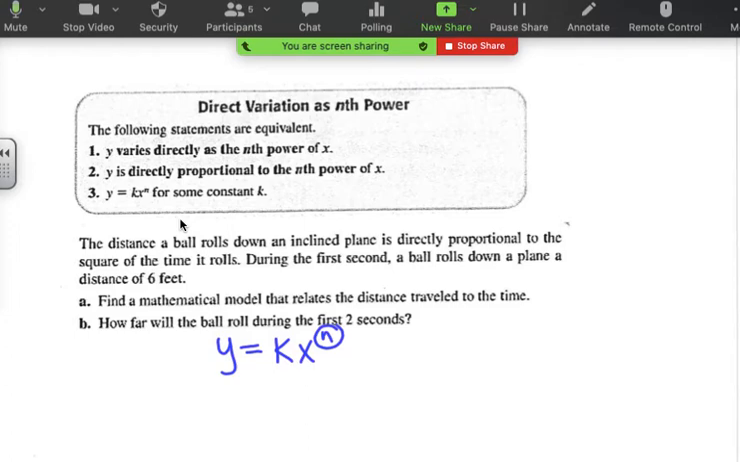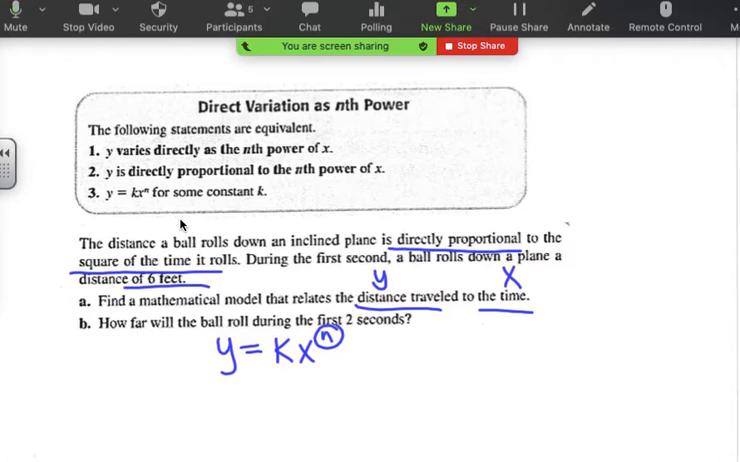So in this problem, they tell us the distance a ball rolls down an inclined plane is directly proportional to the square of the time it rolls. They tell us during the first second, a ball rolls down a plane a distance of 6 feet, and we have to figure out the mathematical model that relates the distance traveled to the time. Because they tell us this in this order, distance is going to be y and time is going to be x, which makes sense.